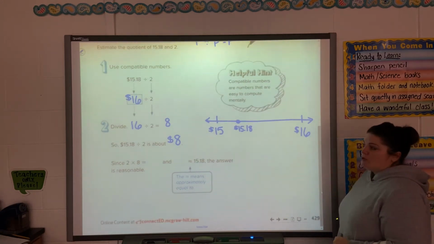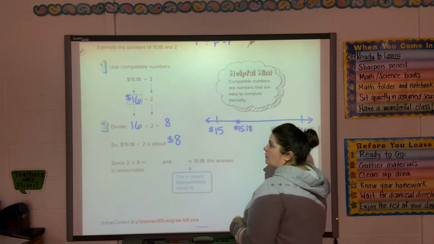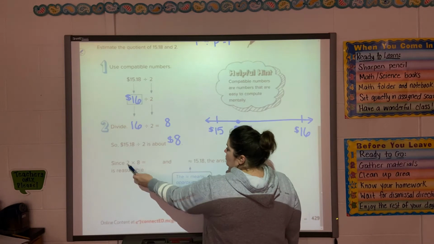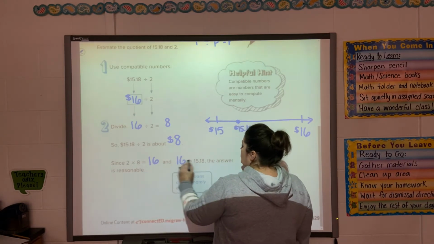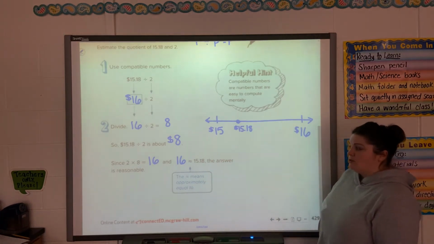To check our answer, we can do the opposite of division, which is multiplication. Let's take our divisor times our quotient. So 2 times 8 is 16, and 16 is close to $15.18, so our answer is reasonable.